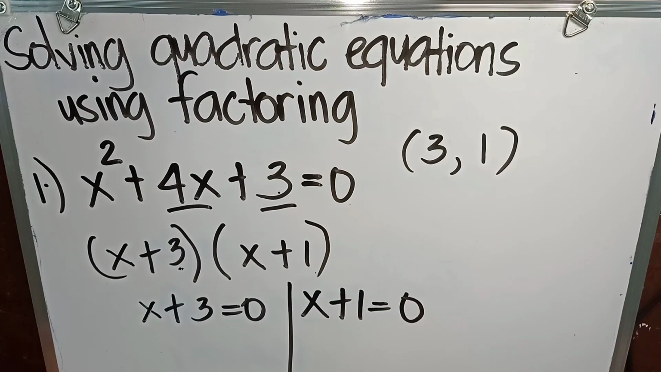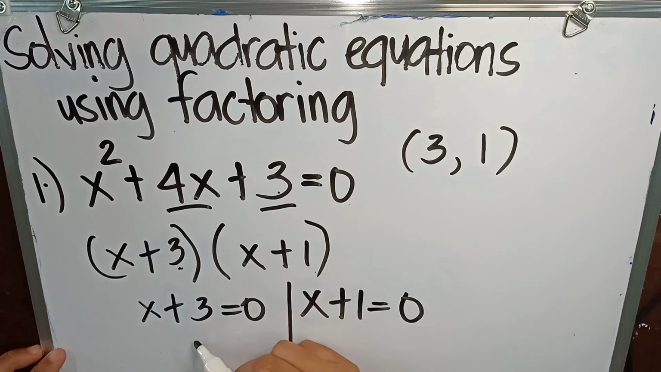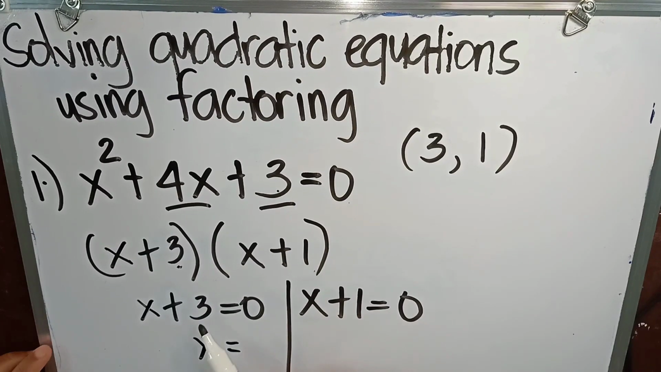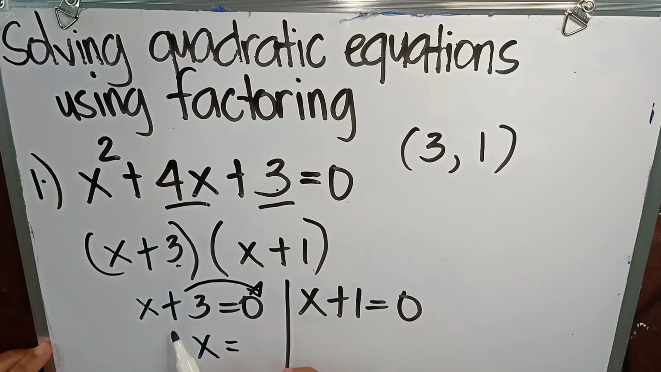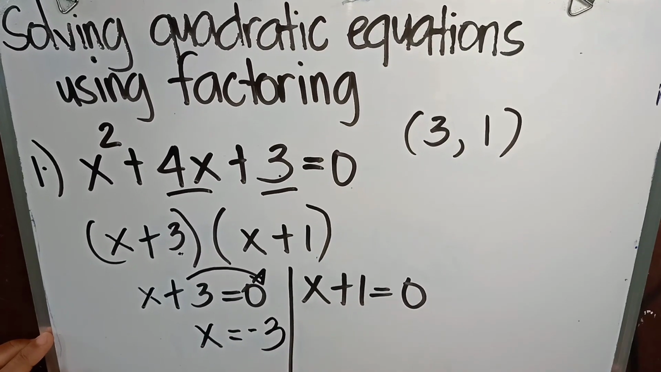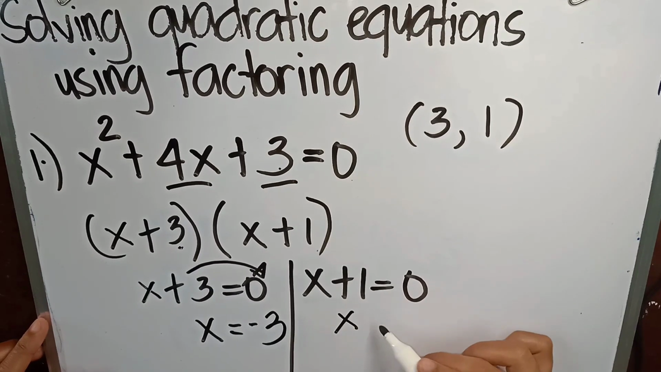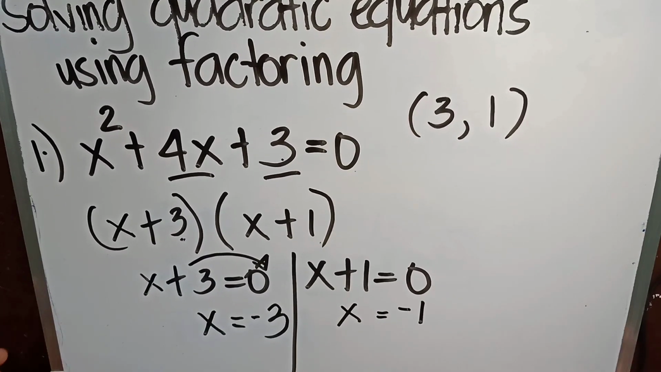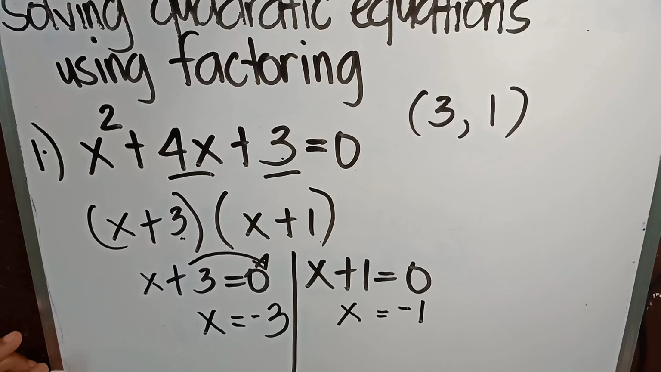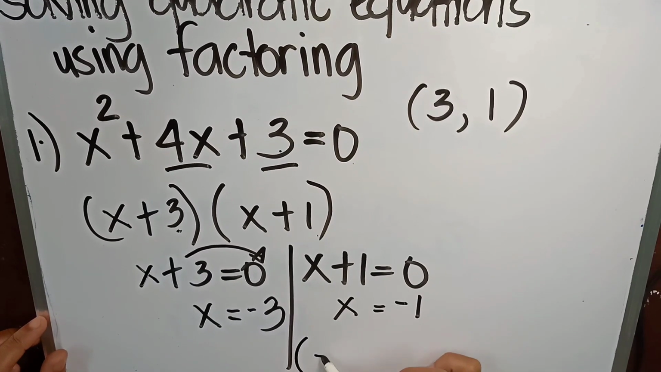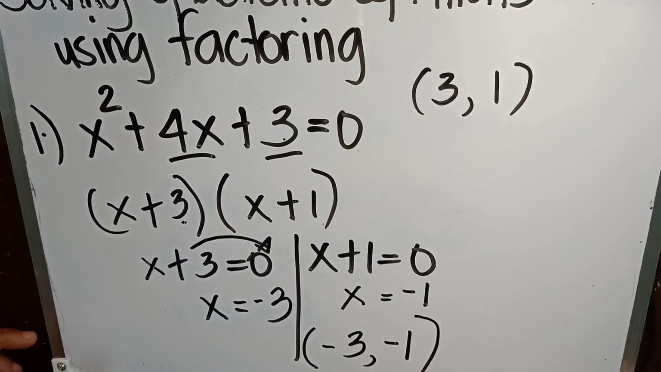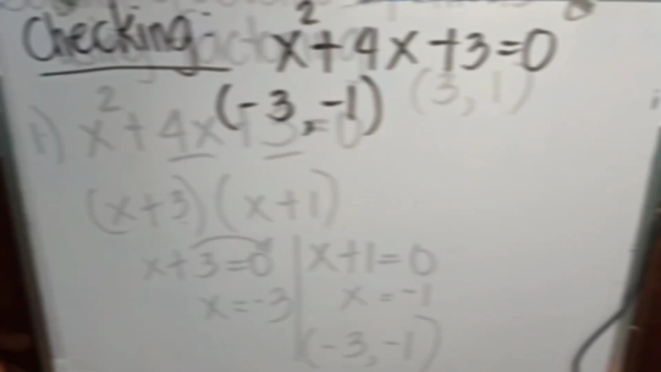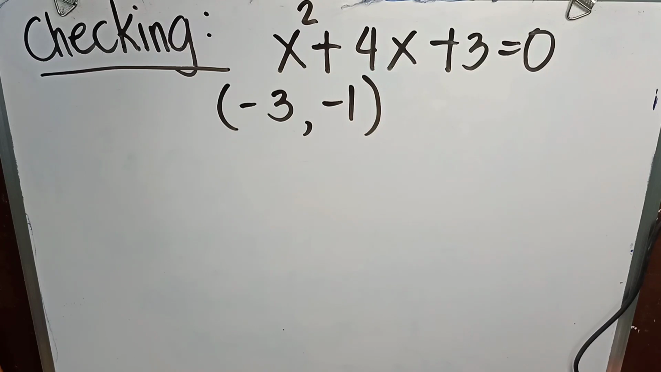When we equate each factor to 0, x equals positive 3, so you are going to transpose it to the right side, from positive to negative 3. And the other one, x equals negative 1. So our solution sets now are negative 3 and negative 1.